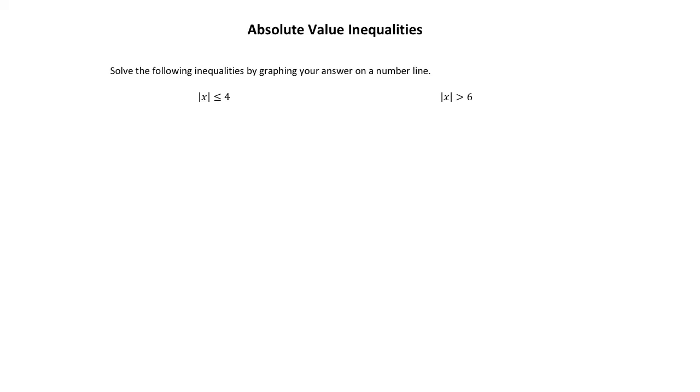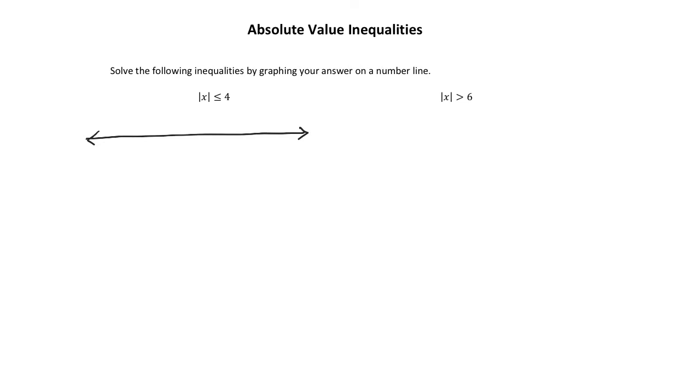For absolute value inequalities, there are two cases to consider. Are we less than a number or greater than it, possibly equal? So for the absolute value of x less than or equal to 4, I want to answer this by looking at a number line. So just draw something really basic here.